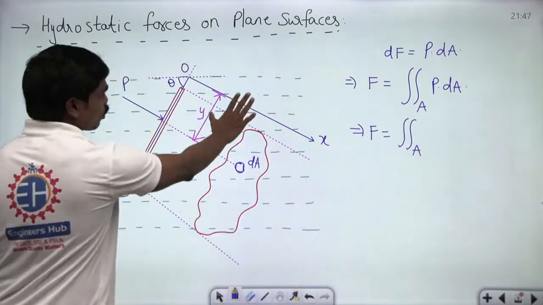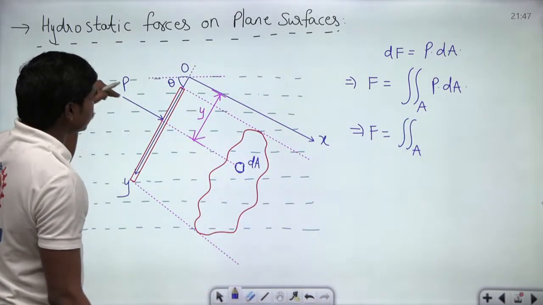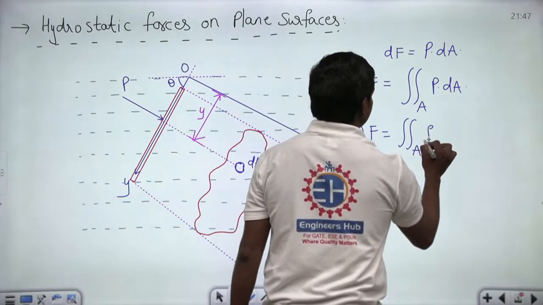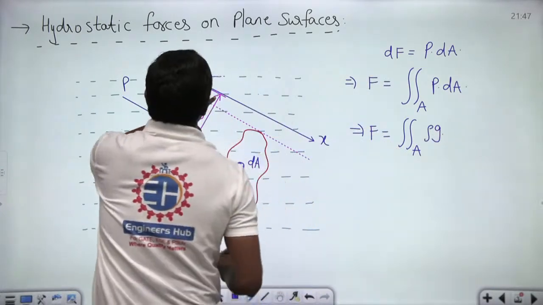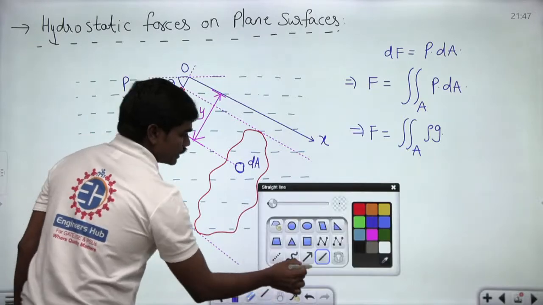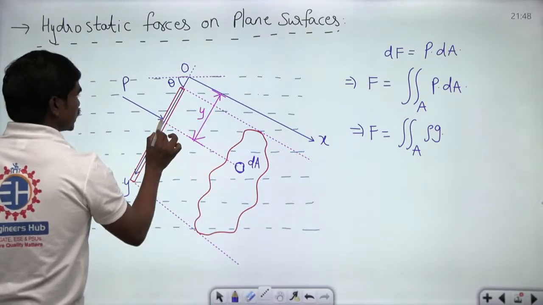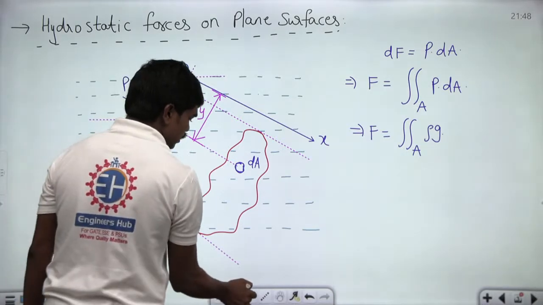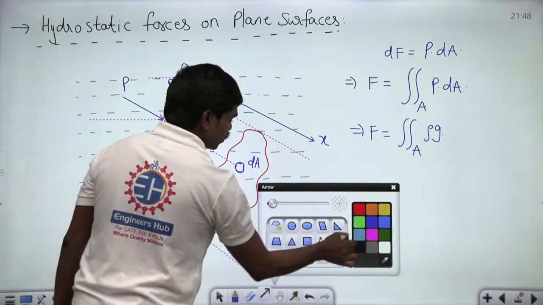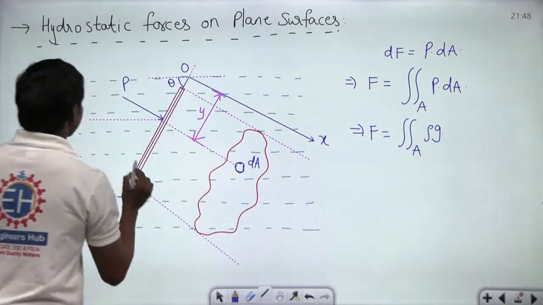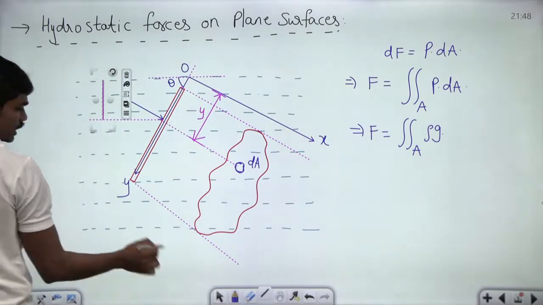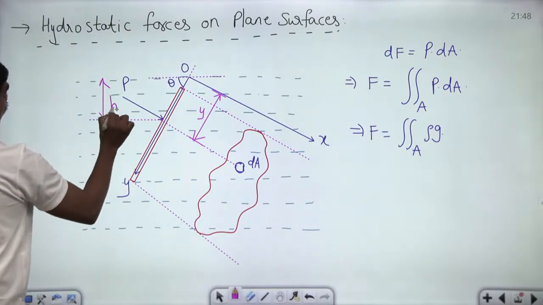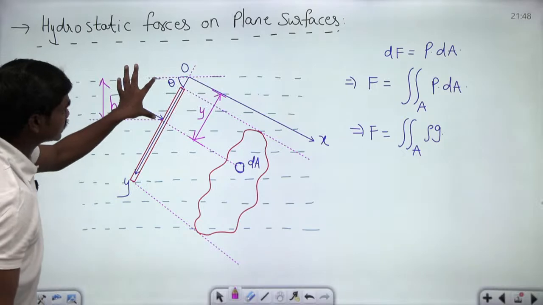Look, whenever one side is open to atmosphere, the pressure which we are writing is gauge pressure in general. So, if you are writing the gauge pressure, this P is nothing but rho g into, look, if this is y, which is at a distance y, let us suppose this distance I am calling h for the time being, some vertical height. Look, this distance is y and this distance is h and this is theta.